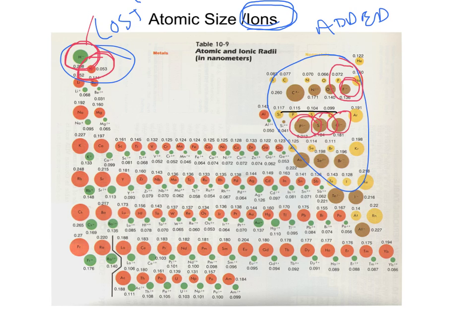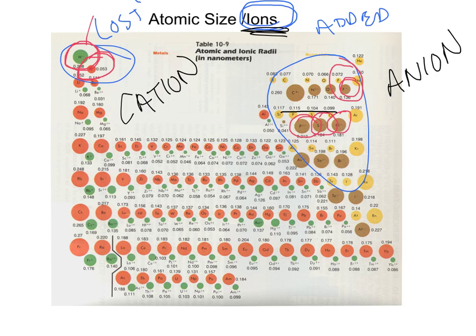Okay? So when you're looking at atomic size in ions, you need to make sure whether it's going to be an anion, which is going to increase in size, or is it going to be a cation? And a cation will actually lose electrons and get smaller in size. Okay?